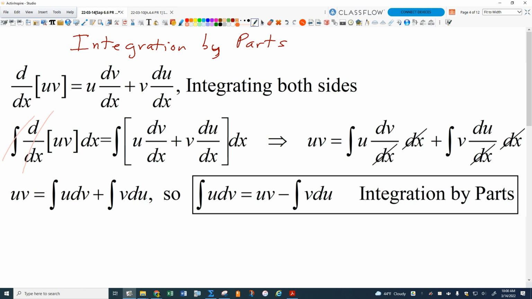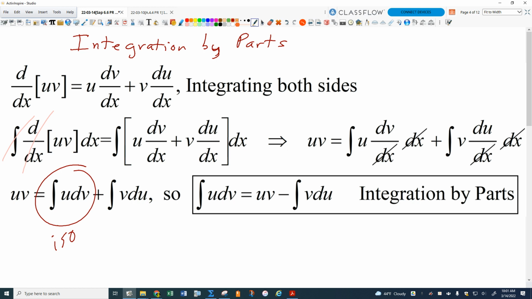I've got the integral of u dv dx, right? I'm going to split this into two separate integrals, plus the integral of v du dx. Well, we'll cancel the dx's, and we'll write these so they look more compact, right? So we've got uv equals the integral of u dv plus the integral of v du, right? Let's just solve that for this guy. If we isolate that term, I just get the integral of u dv equals uv minus the integral of v du.